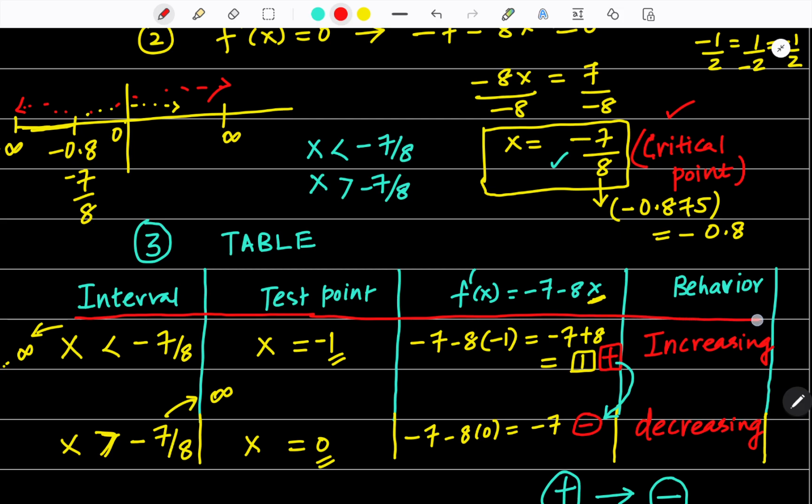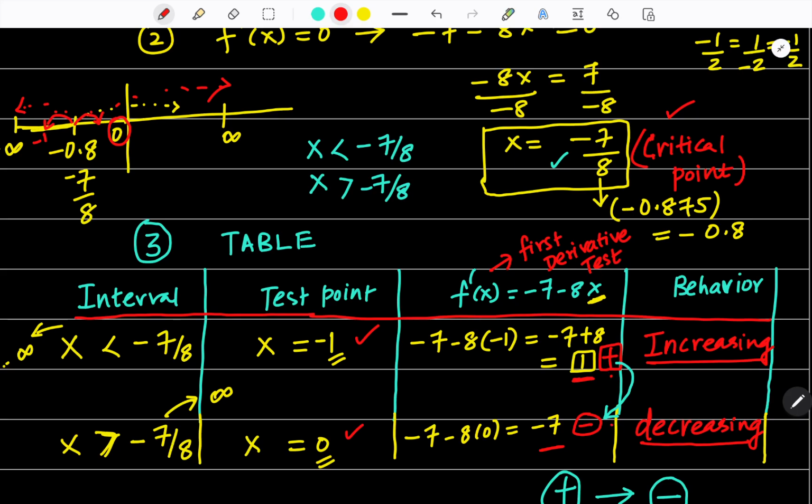So you are going to take x less than negative 7 over 8, and I am taking one point, which is minus 1. And more than negative 7 over 8, I am taking one point, that is 0. I'm going to test in f dash of x. That is why this is called the first derivative test. That is why we are checking in f dash of x. When I put in this f dash of x, I get a positive 1 and I get negative 7. Positive means increasing, negative means decreasing.